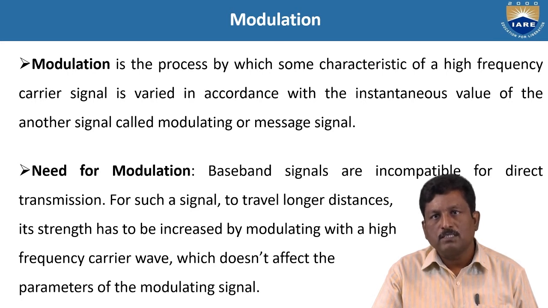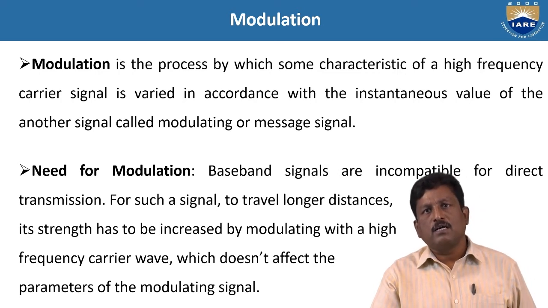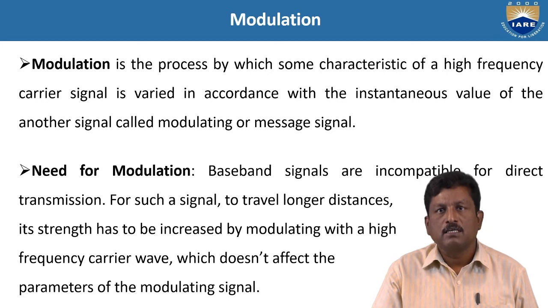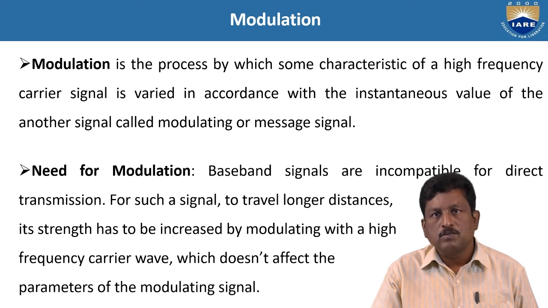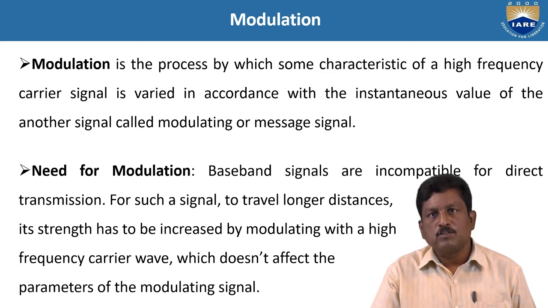So what are the properties? Take any signal, there are three properties. One is the amplitude, another one is the frequency, and the third one is the phase. So according to the strength or instantaneous value of the modulating signal, the carrier signal properties can vary. If the carrier signal property of amplitude is varying according to the strength or instantaneous value of the modulating signal, then you can say that it is amplitude modulation, because there is a change in the amplitude of the carrier signal.